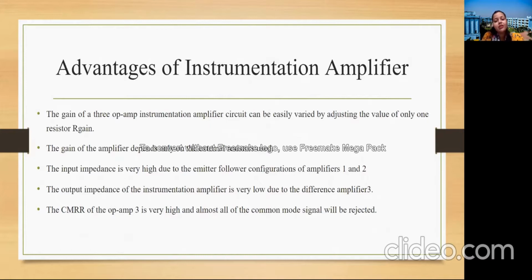The gain can be easily varied by adjusting the value of only one resistor. The gain of the amplifier depends only on the external resistor used. The input impedance is very high due to the emitter-follower configuration of amplifier 1 and 2. The output impedance of the instrumentation amplifier is very low due to the difference amplifier 3. The CMRR of op-amp 3 is very high, and almost all of the common mode signal will be rejected.